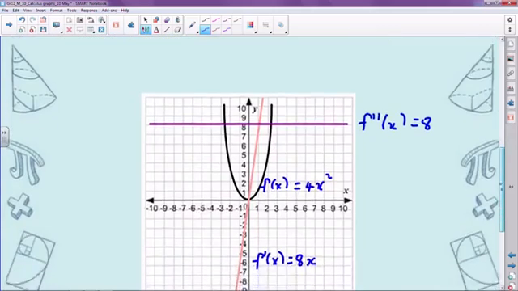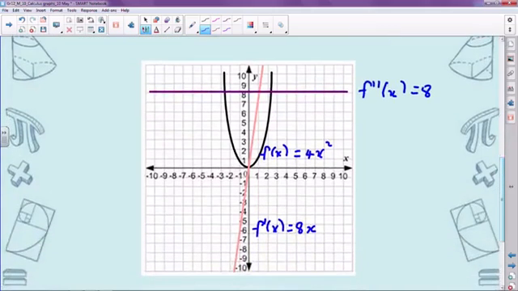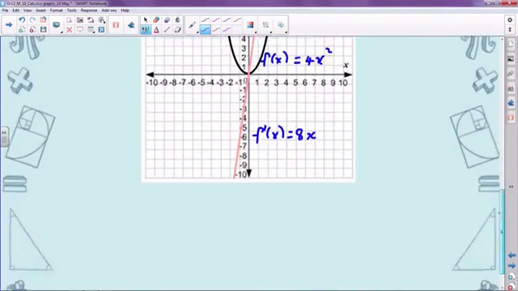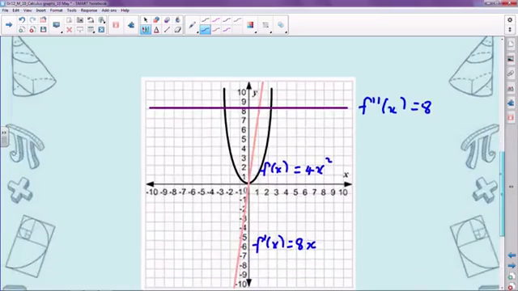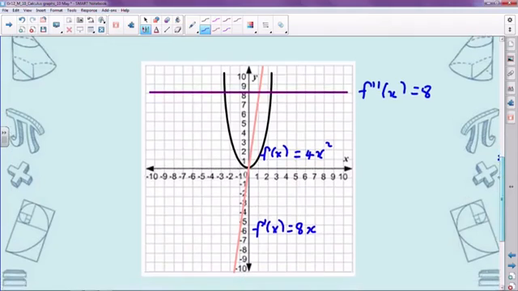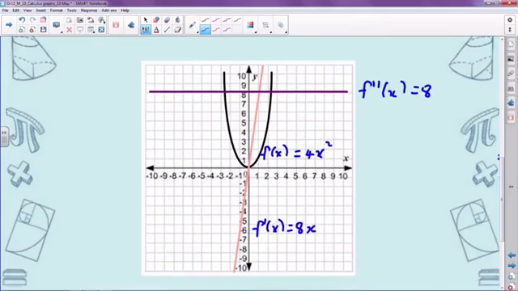Okay, so those are the three graphs. Now let's look at how they relate to each other. And this is the important part. Okay, so how do they relate to each other and what points on each of them let us know what's going to happen to the other graph. Okay, so the important function here is f of x, and we want to see how the first derivative and second derivative relate to f of x.